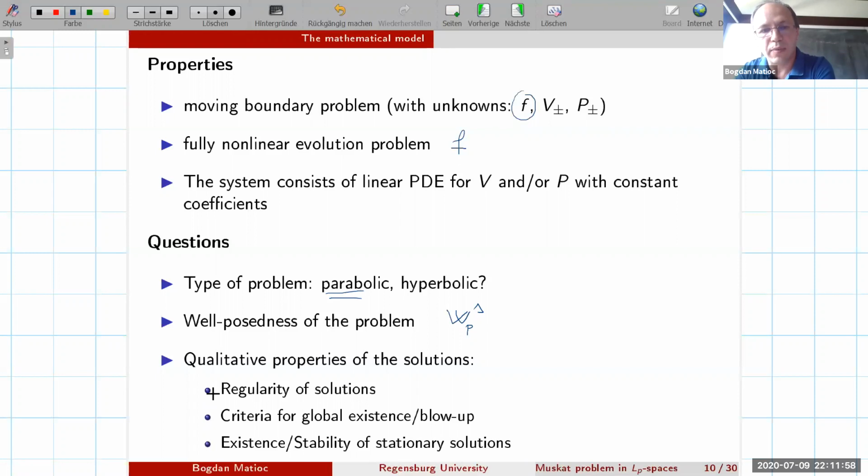And also other properties of the solution are interesting, such as the regularity. If the problem is parabolic, one would expect to have some smoothing, parabolic smoothing, and one is interested to determine criteria for global existence or for blow-up of solutions, and the existence and stability of stationary solutions is also an important issue to consider for this problem.